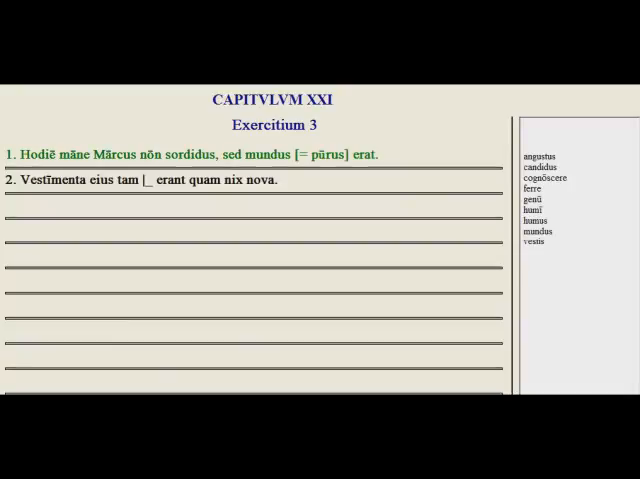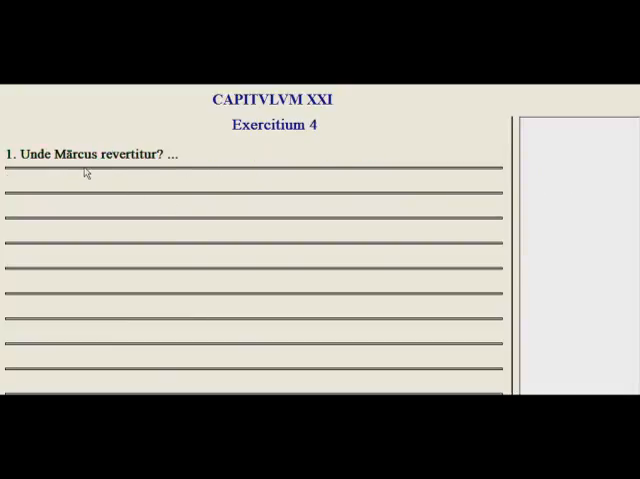And exercise 4 is our question and answer. Unde Marcus revertitur? Marcus e ludo, right? Returned from school. Marcus e ludo revertitur.